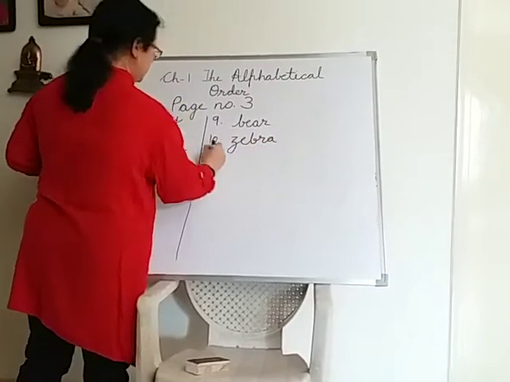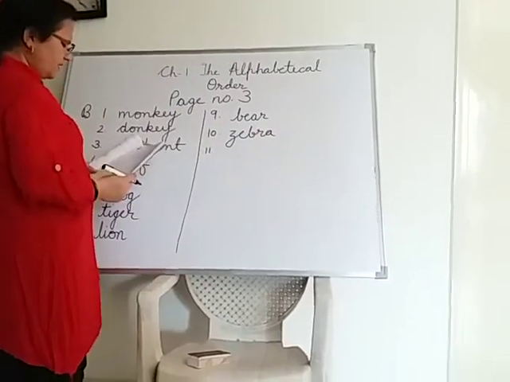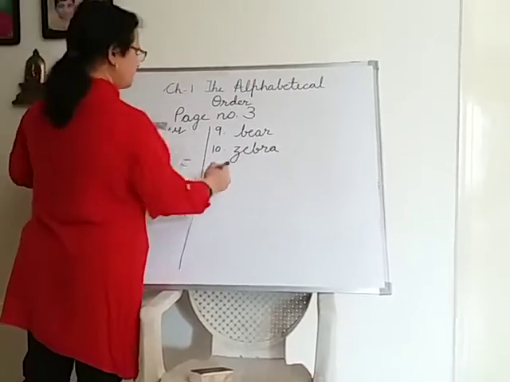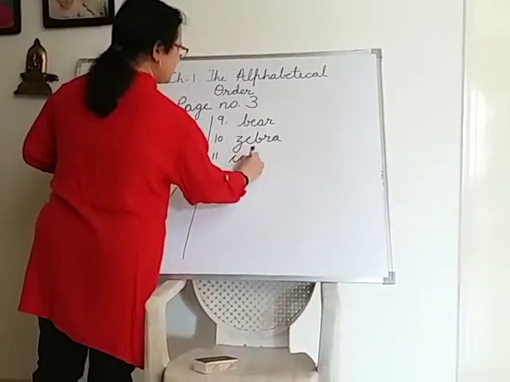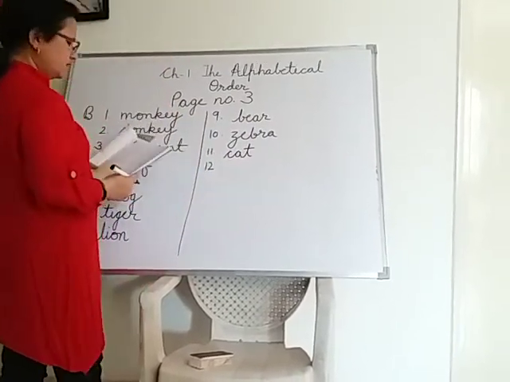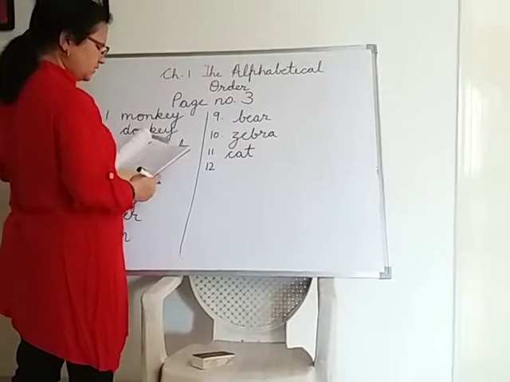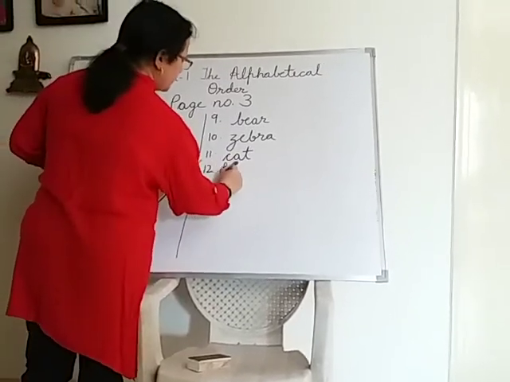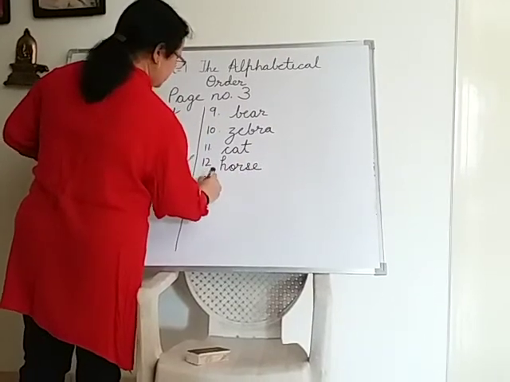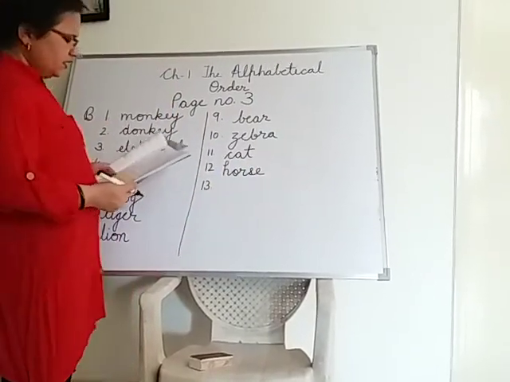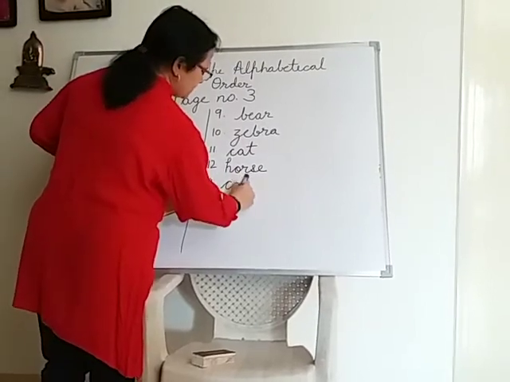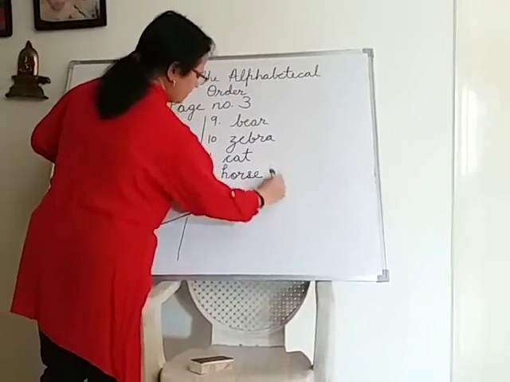Z-E-B-R-A, zebra. Now on 11th place it is T-C-A that is written. Now which animal is formed by unscrambling these letters? Cat. Now on 12th place, horse. H-O-R-S-E, horse. Now on 13th place, camel. C-A-M-E-L.